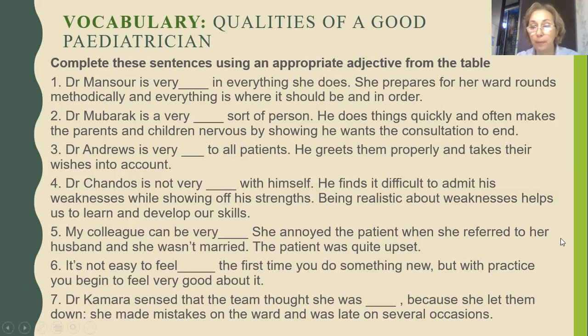Well, are you done? Yes, ma'am. Okay, so let us listen to Divya, the second sentence. Dr. Mubarak is a very dash sort of person. He does things quickly and often makes the parents and children nervous by showing he wants the consultation to end. Is a very irreliable sort of person. Reliable, unreliable, or what?